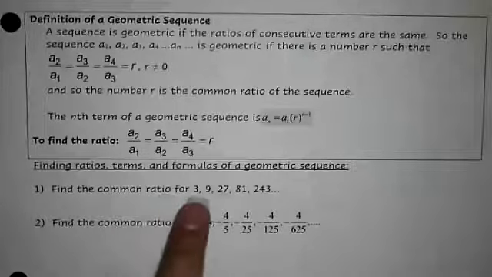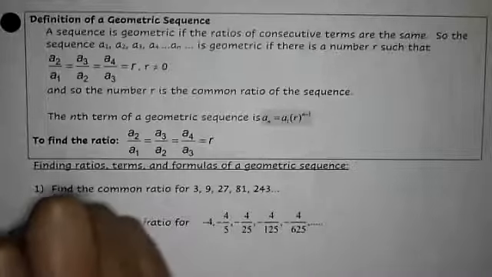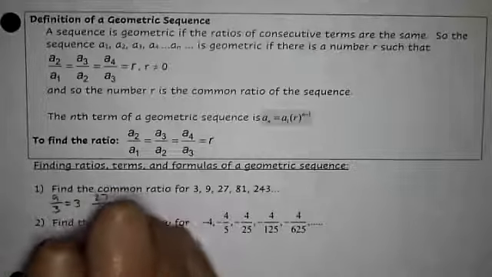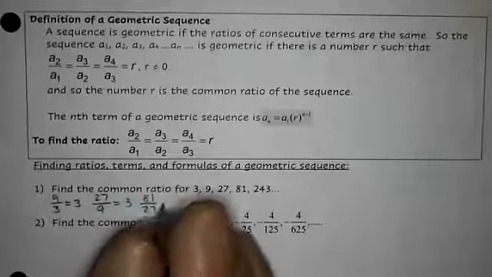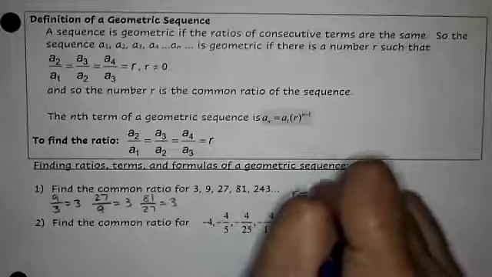Find the common ratio for this sequence. We would take 9 and divide by 3, and that is 3. We take 27 and divide by 9, that is 3. We take 81 and divide by 27, that is 3. So we've got a common ratio here. So the r is equal to 3.